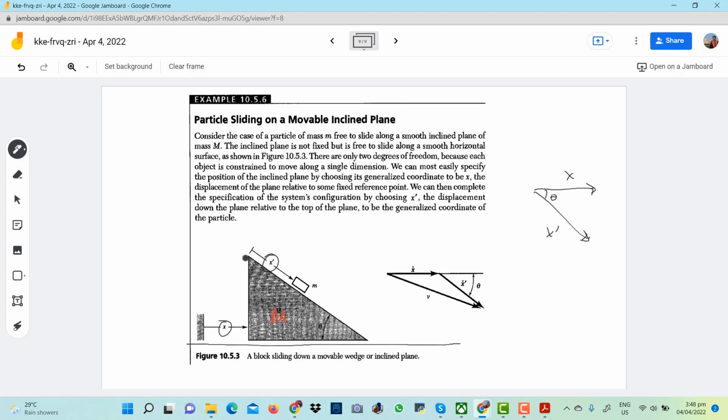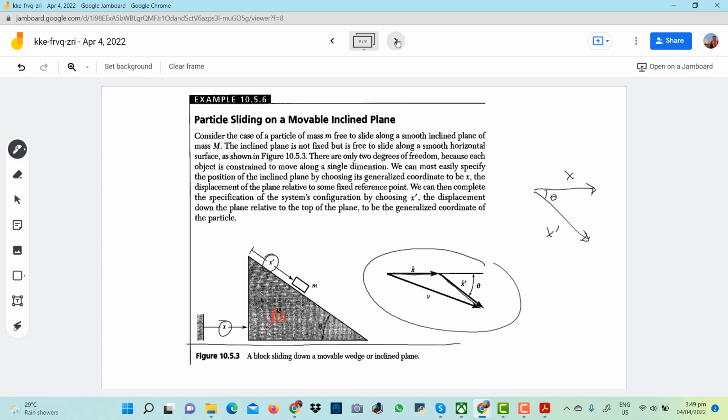If you want to get the velocities, it's very simple. In this figure, x dot is for horizontal motion. The velocity is x dot, while the motion of your small mass m is x dot prime. If you do the vector sum, you will get this triangle, and the relationship is v, which is equal to vector x dot plus vector x dot prime.